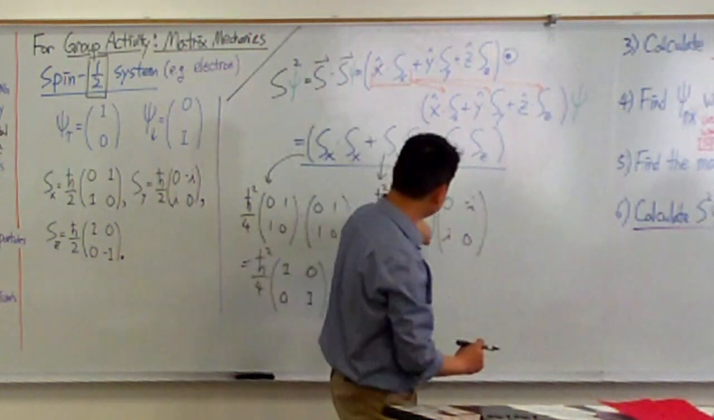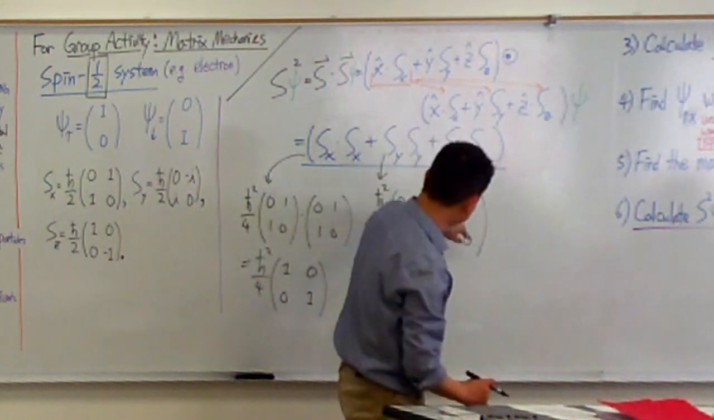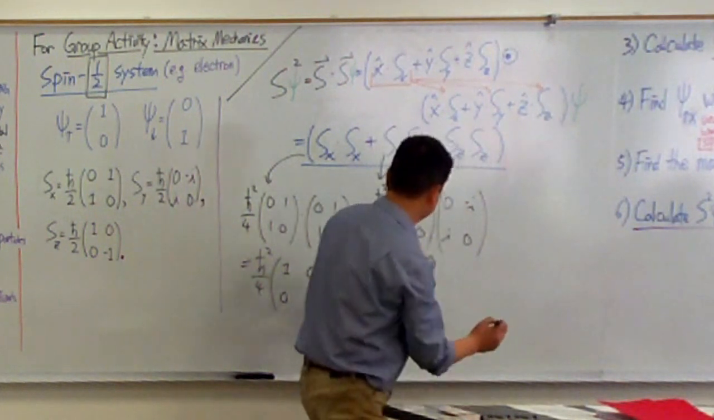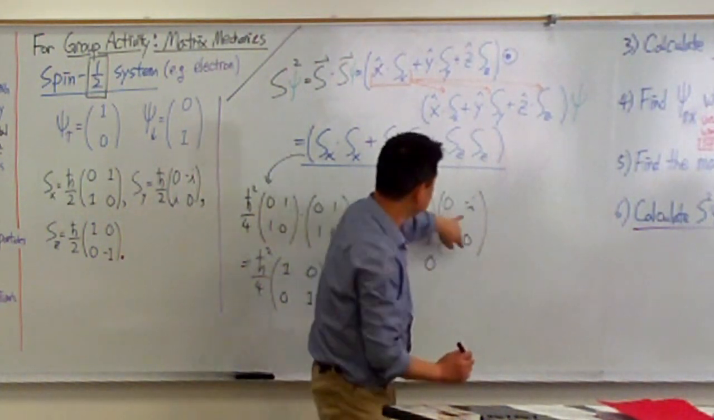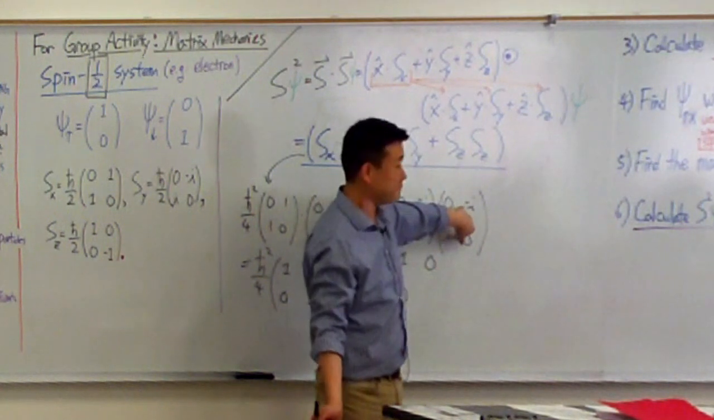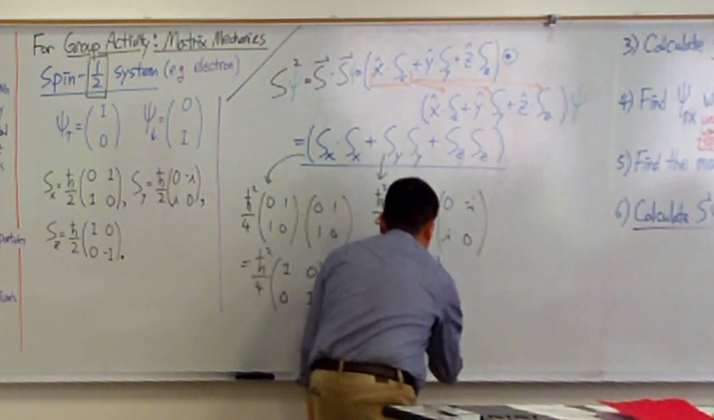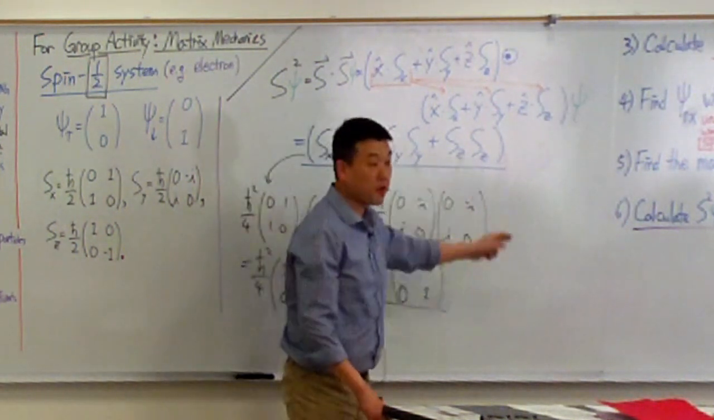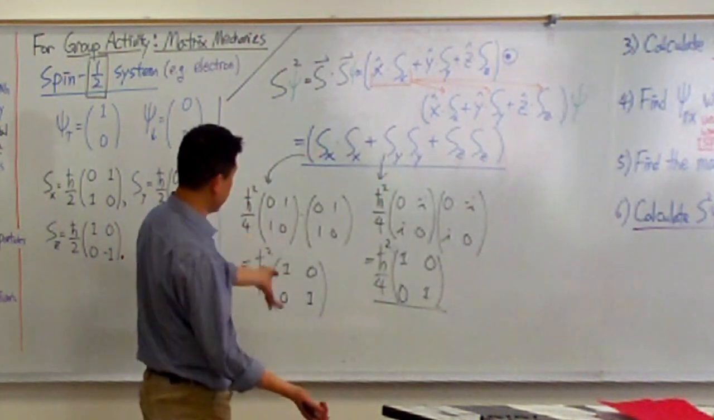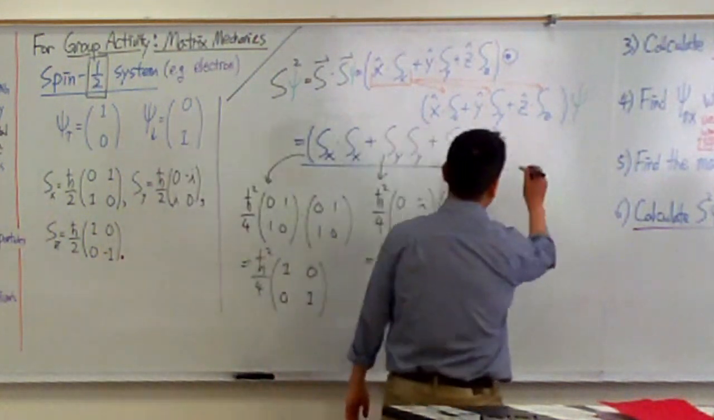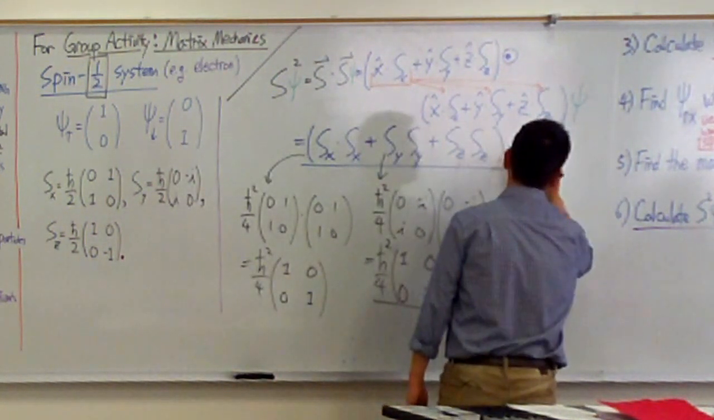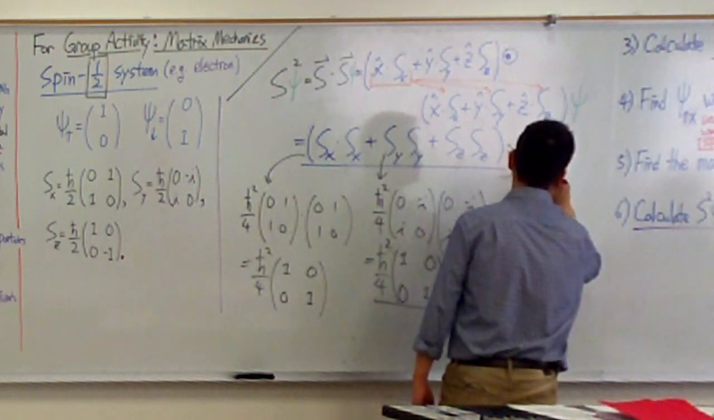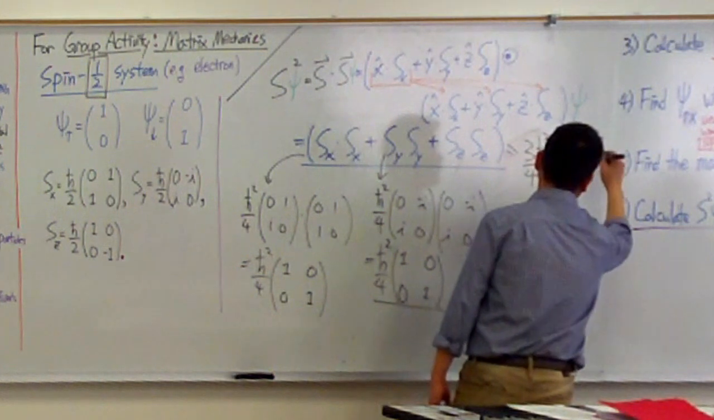Okay, so this times that is 0 again. So 0. This times this is 0 again. And this times this is, once again, 1. So they end up being the same. And when you do S_z squared, you also end up getting the same thing as this. So the overall result is S squared is equal to 3 h bar squared over 4 times the identity matrix.